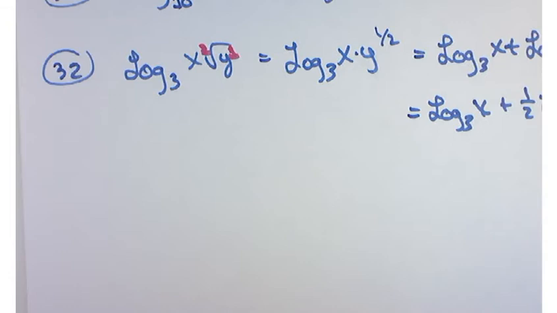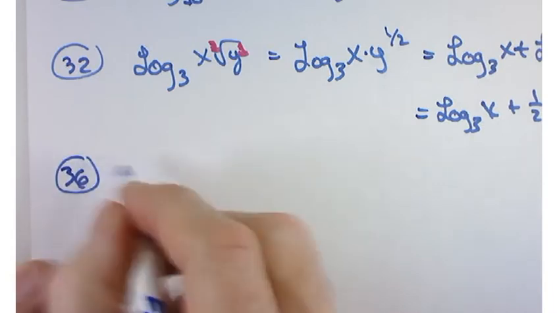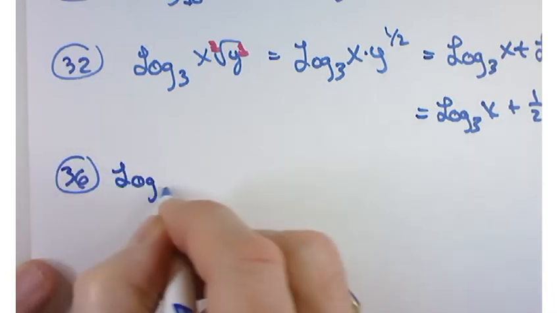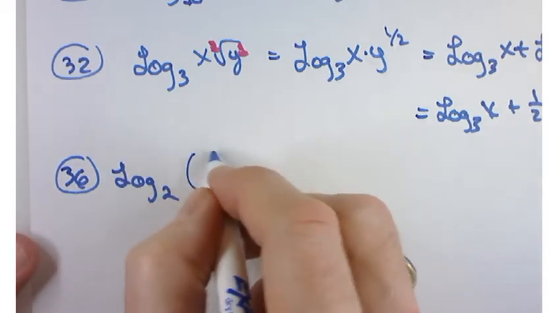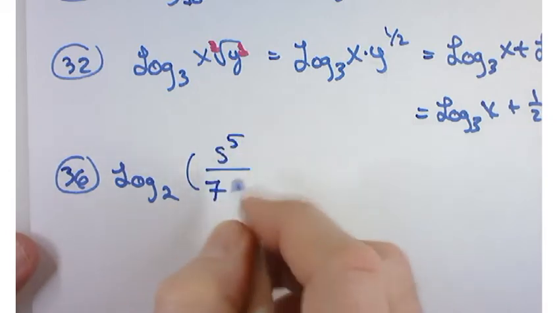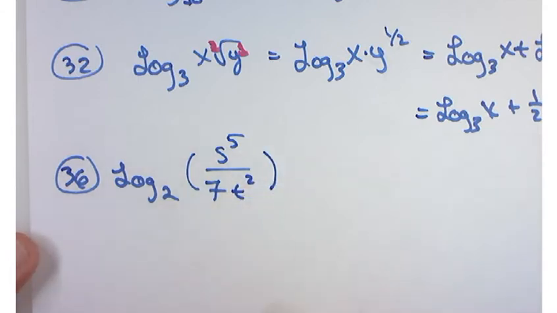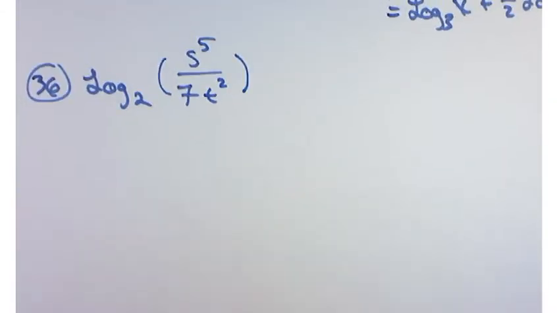Let's keep going with, let's see, problem number 36. Log base 2 of s to the 5th over 7t squared. Can I bring the 5 out in front? Not yet. Not yet. There's another rule that I have to use first. What rule is it that I have to use first? Quotient rule. Yeah, because the big thing that you see when you look at this is a quotient.